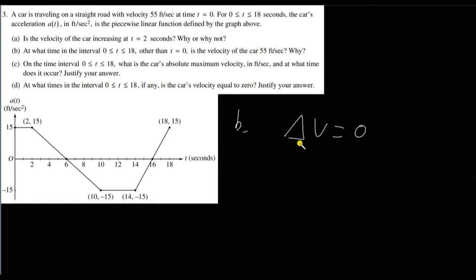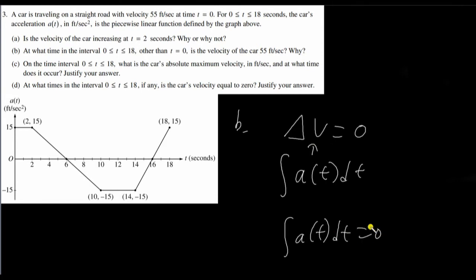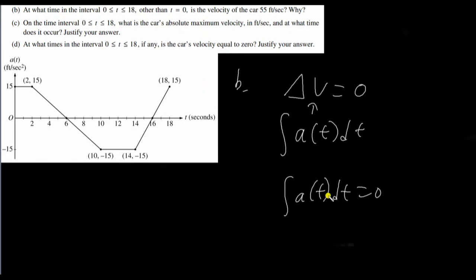Remember that the change in velocity is given by the integral of acceleration. So what this means is that the integral of acceleration is 0. If the integral of acceleration is 0, then the change in velocity is 0, and that means it would have the same initial velocity of 55 feet per second. The integral of acceleration is the final velocity minus the initial velocity, and that equals 0, which would mean that the final velocity equals the initial velocity, right?